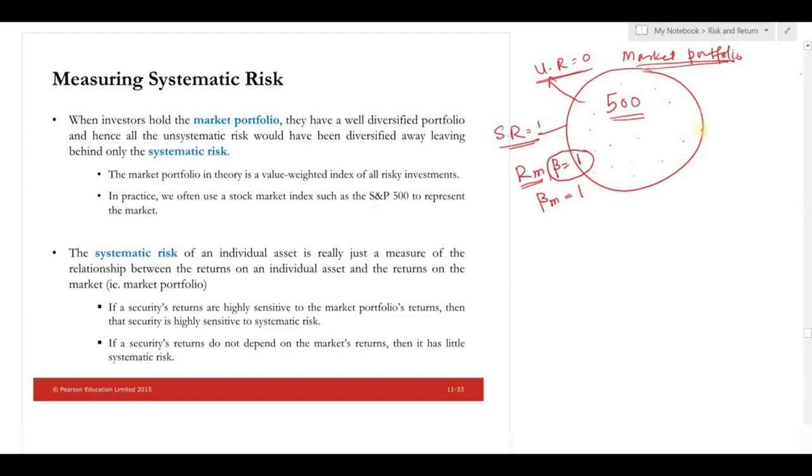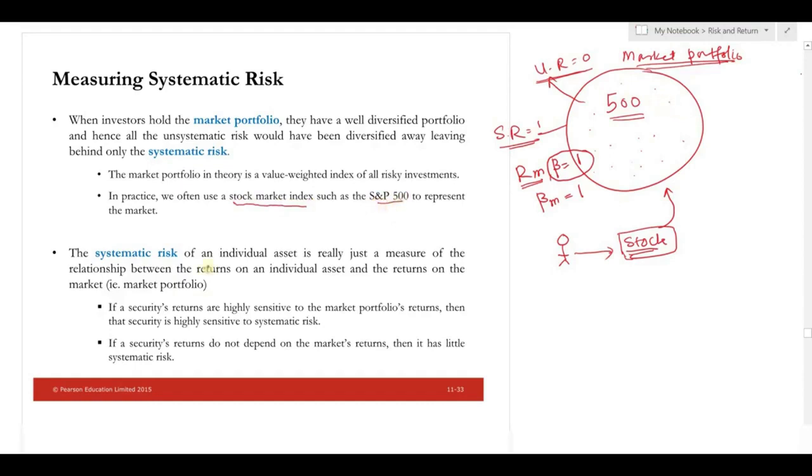So we call this a base portfolio, so that when I'm investing as an individual in a stock, I will compare the return of this stock with the market. That is why it is used as a base for comparison purposes. This portfolio is actually a value weighted index of all risky investments. So in practice, we often use a stock market index such as the S&P 500 to represent the market.